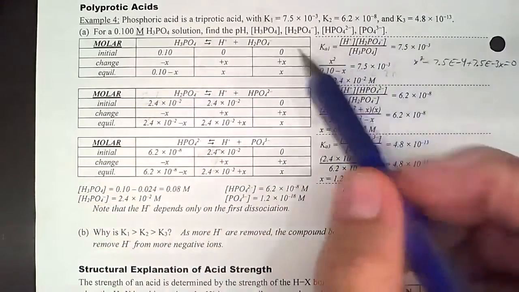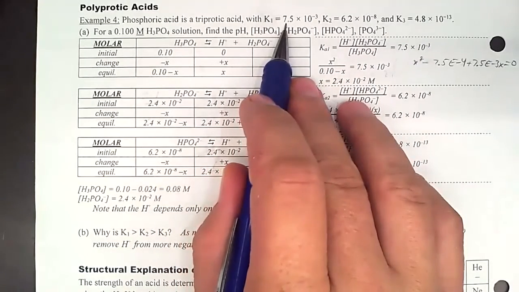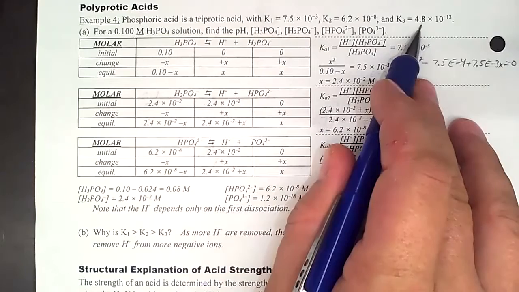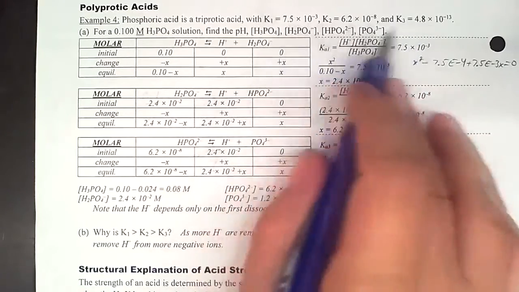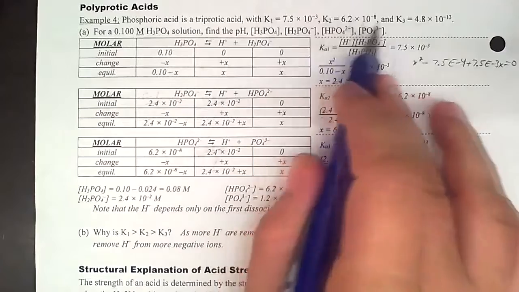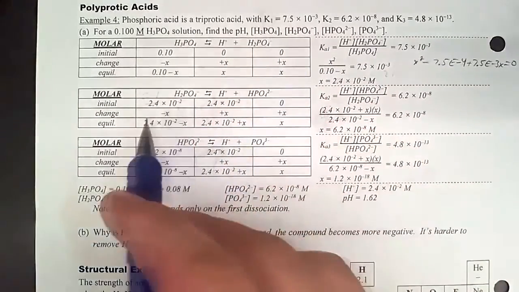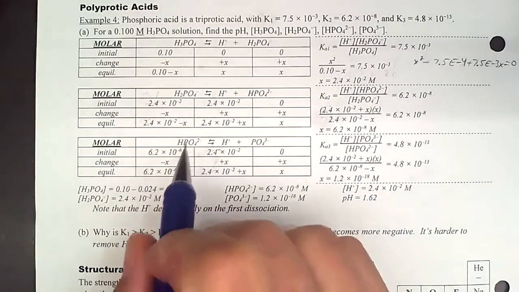Notice the Kas are very different. So the first one comes off pretty easily, the second one not so much, and the third one not much at all. Even by our standards, that's a low number. And they mean Ka here, not just K. Effectively, that's Ka, because what else is this going to do? It's going to act as an acid. So we can use all 3 Ks and find what the pH would be.